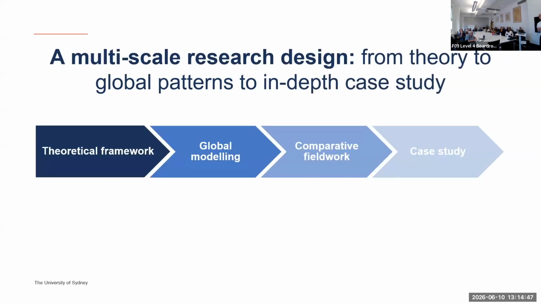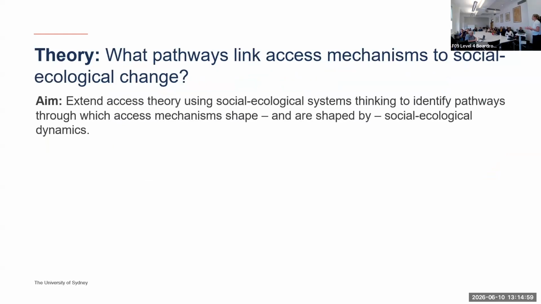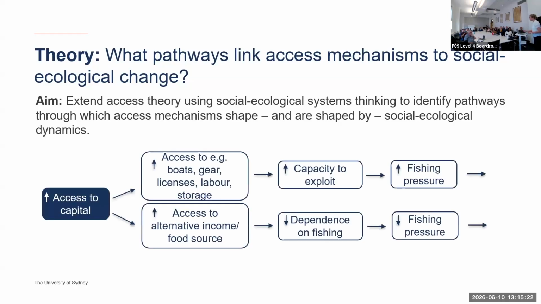To give you an overview of my research design, I plan to combine different kinds of methods ranging from theory to global modeling, more comparative work, and the case study. So starting with the theory, here I basically want to outline or identify typologies of pathways through which these different access mechanisms can lead to different kinds of ecological outcomes, and how those might in turn shape social outcomes like future access. I'm just going to show you a very simplified diagram just to help explain what I mean by this.